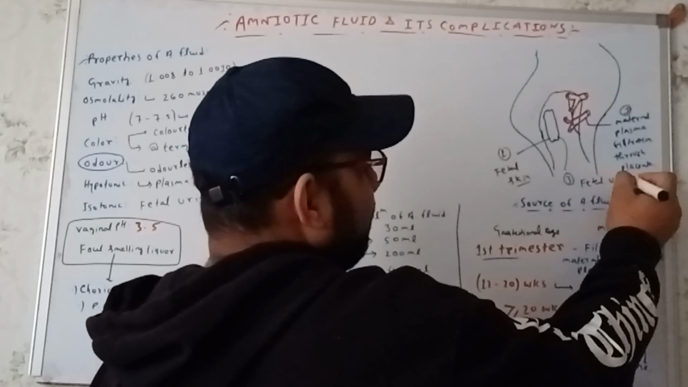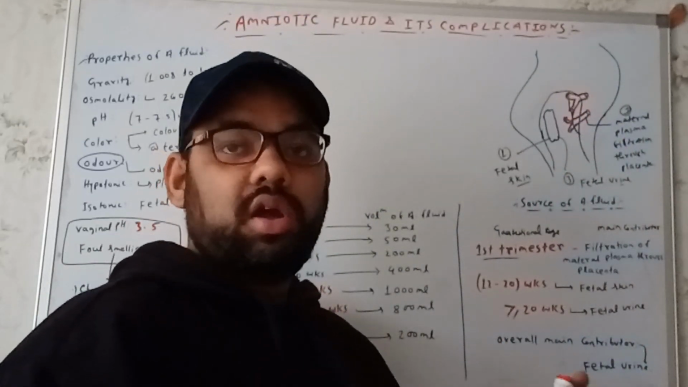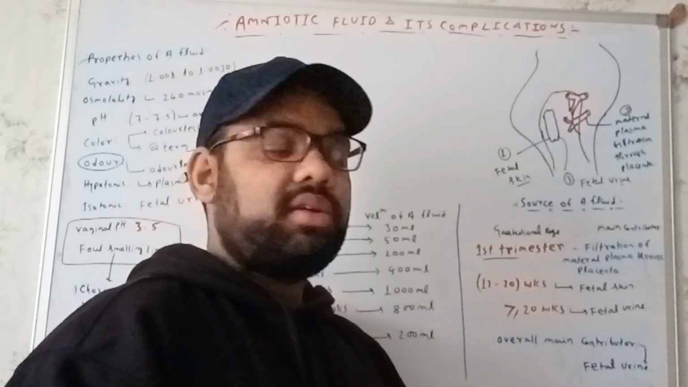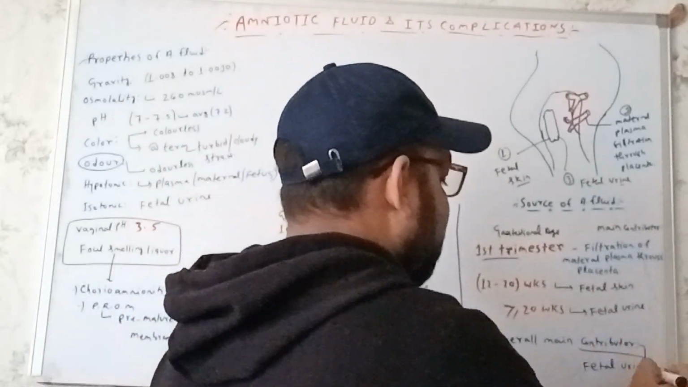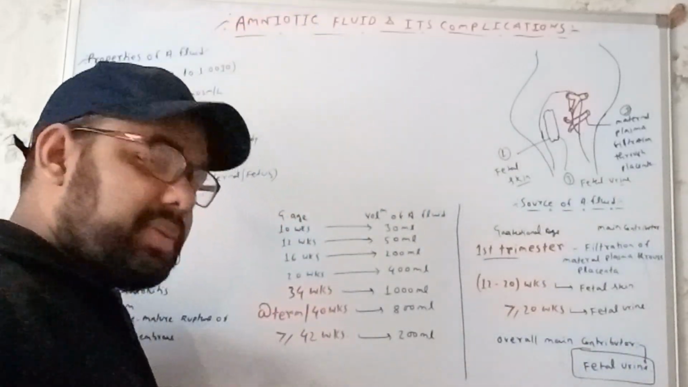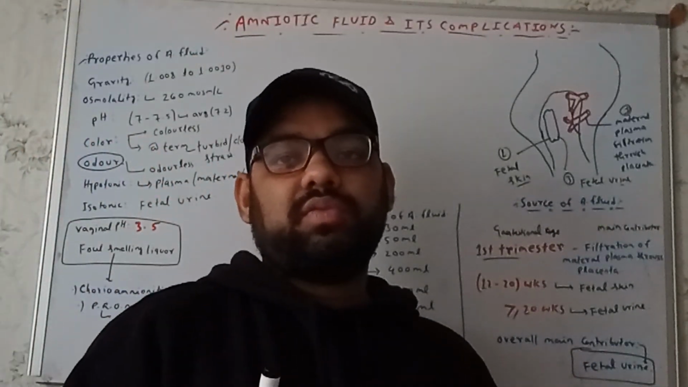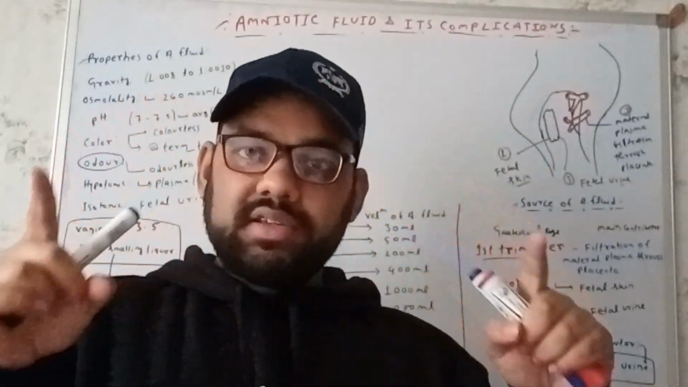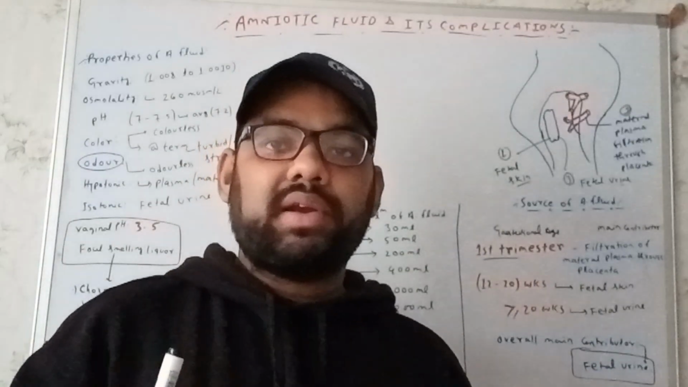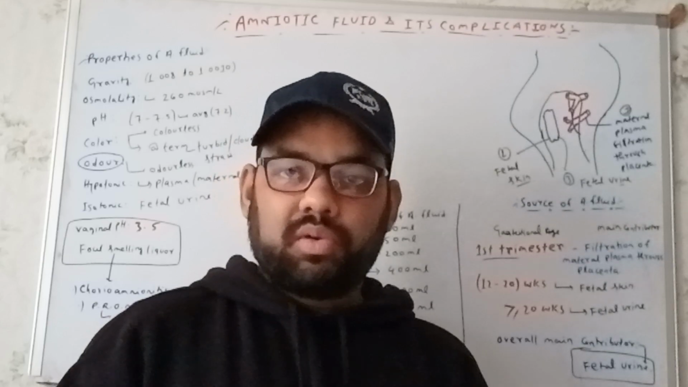Now see, overall the main contributor, a frequently asked question, overall the main contributor of the amniotic fluid will be the fetal urine. Right. Now we'll talk about some specific conditions. For example, if the placenta is large, just try to listen to me very carefully: there will be more blood vessels, more capillaries, so there will be more filtration. As a result, the amniotic fluid will be more.